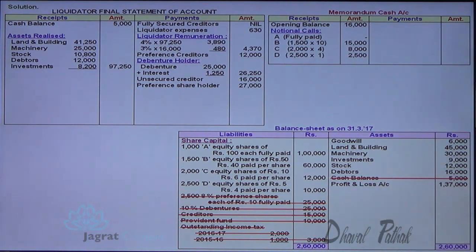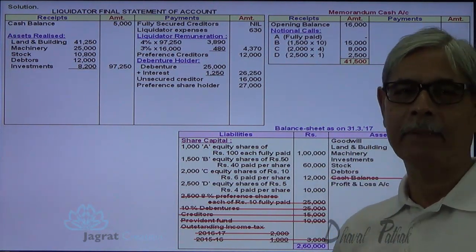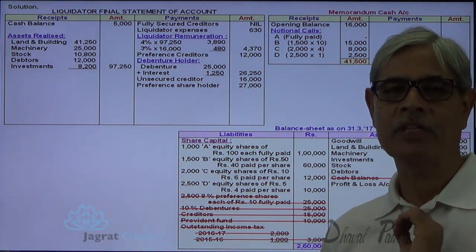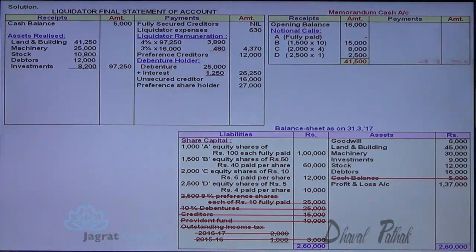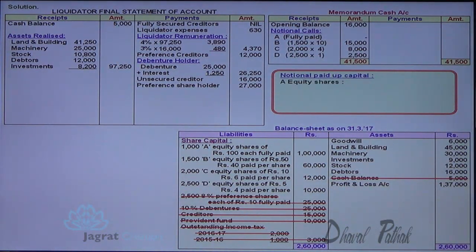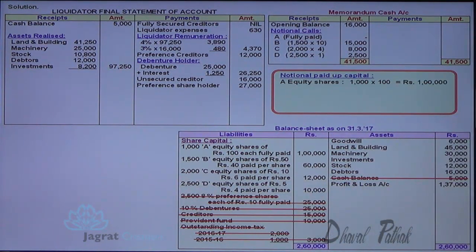And by making that, I will have a cash balance of 41,500. Now let me find out the total share capital. Total paid up value of share capital, including this notional last call being demanded. So now I work out that notional capital: 1,000 shares of 100 are fully paid up. Why fully paid up? It is already given as fully paid up. These 15,000 shares of 50, they are fully paid up 100%.